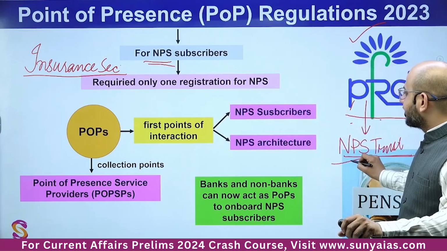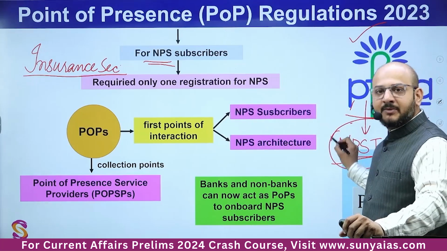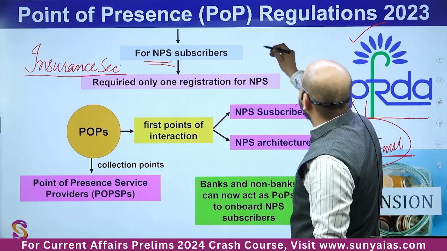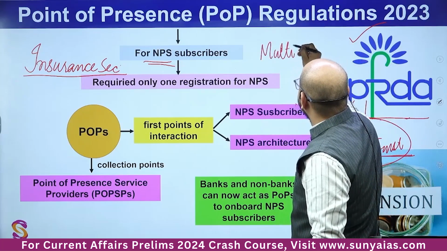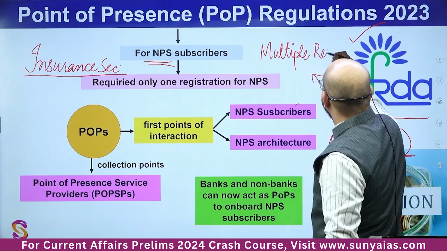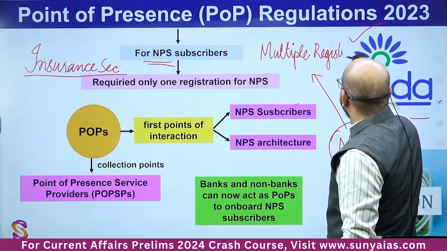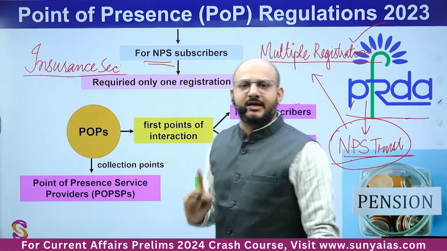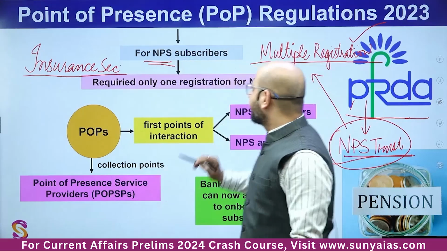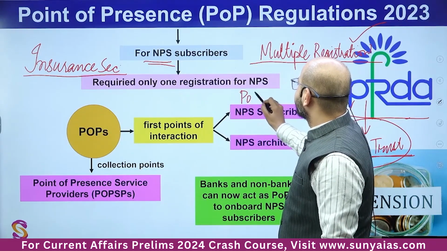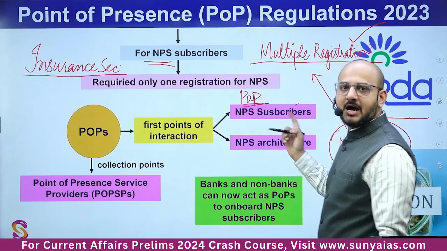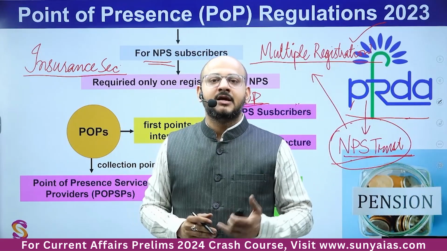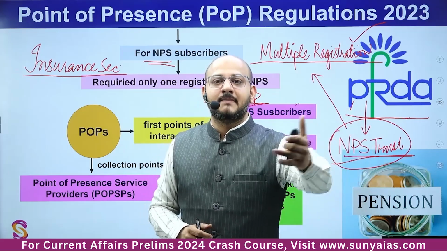So what happens is that right now, before this regulation, a lot of clearances and multiple registrations were required. Now only one single window clearance, one registration is required. That will be through the point of presence. Point of presence. Now what will happen here? For example, you may subscribe to the NPS scheme. Retired persons are there. They may subscribe from banking and non-banking sources.